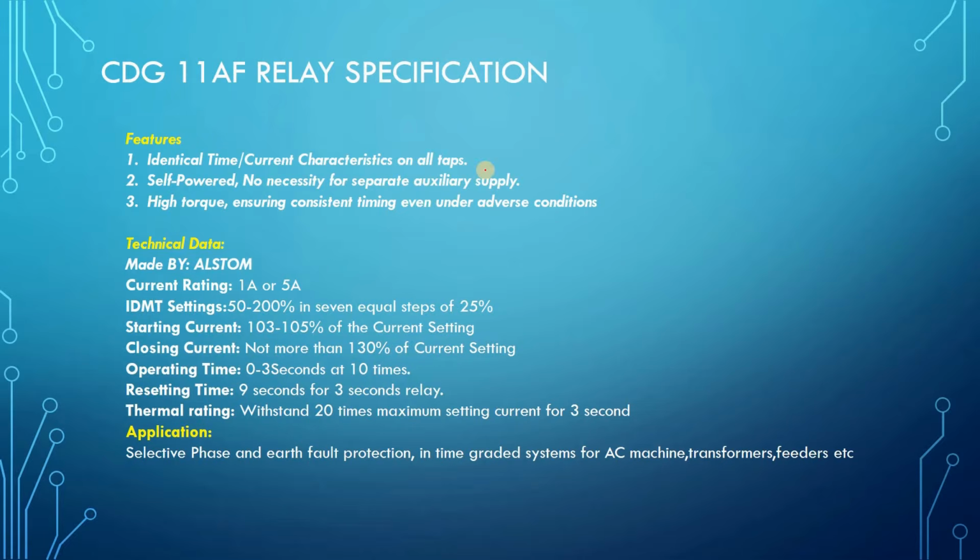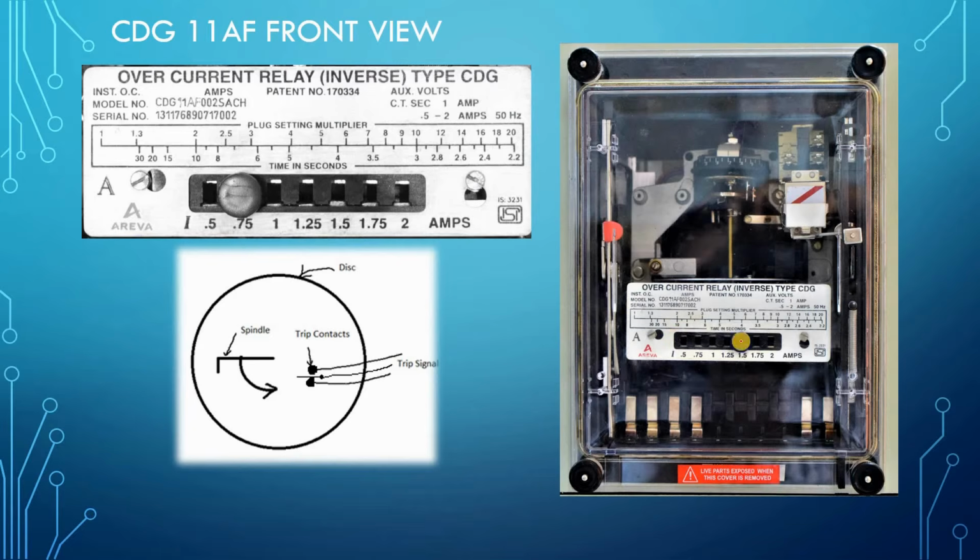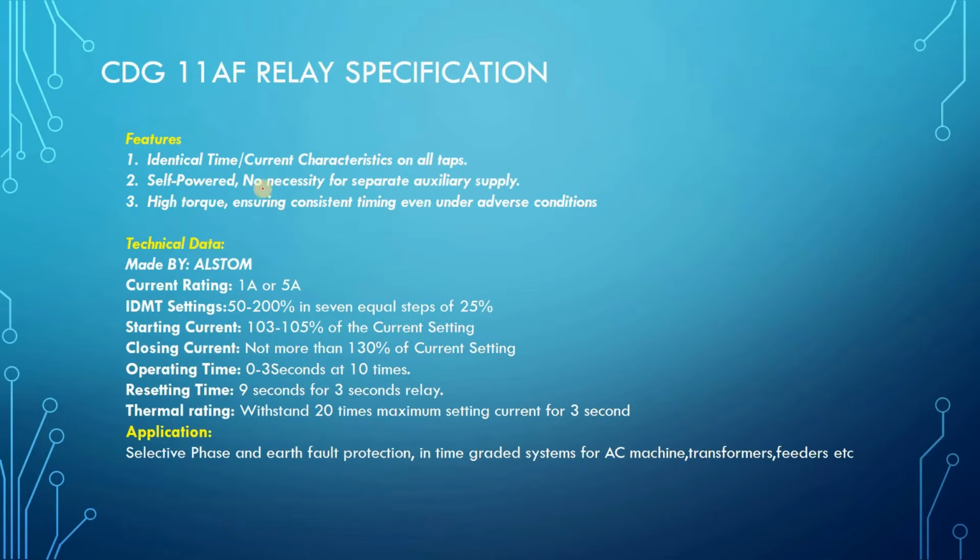All tappings means, let me show you here, these are the tappings or the clock settings. So this is clock setting at 0.5, clock setting at 0.75, clock setting at 1, clock setting at 1.25, clock setting at 1.5, clock setting at 1.75, clock setting at 2. And right now, as for this image, clock setting is selected to 1.5. So these are the clock settings. And it tells that at each clock setting, the characteristic is identical. So identical time and current characteristic on all taps.